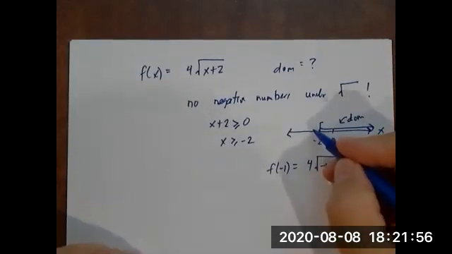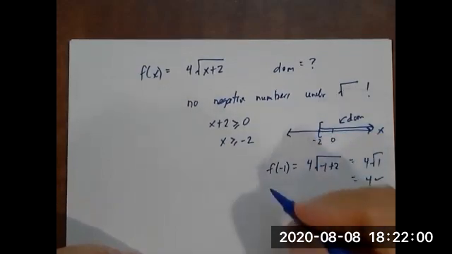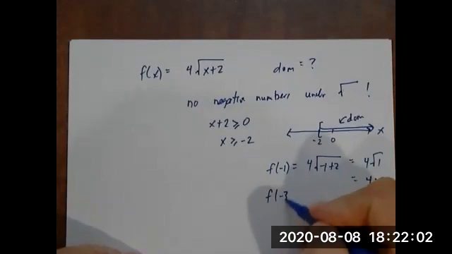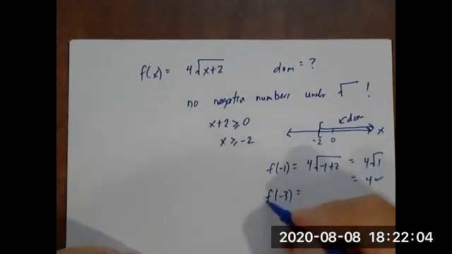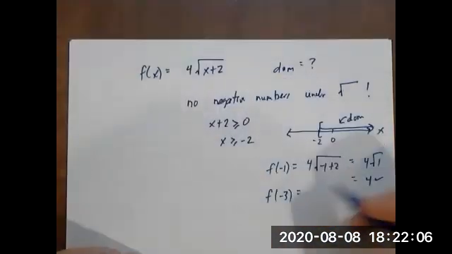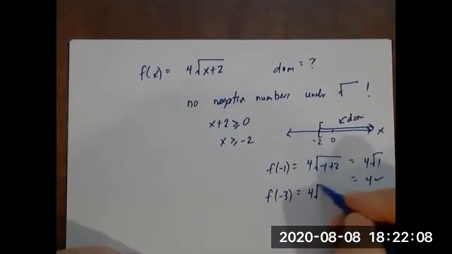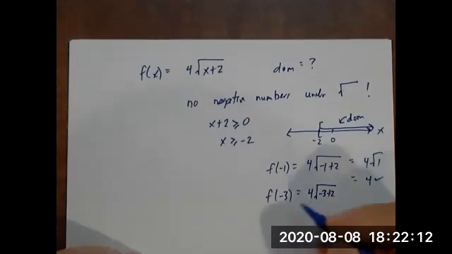How about we choose negative 3 over here? So let's say, hey, what is the function when x is negative 3? So it's 4 times the square root of negative 3 plus 2.